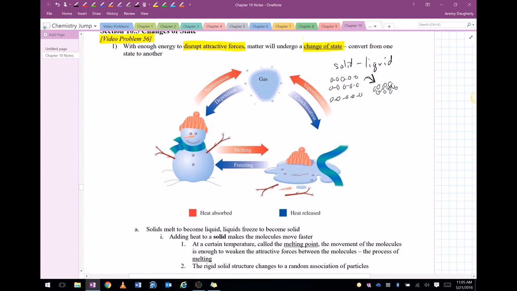So here are some terms that you probably need to know. From a solid to a liquid, it's called melting. From a liquid to a solid, it's called freezing. From a liquid to a gas, vaporization. Gas to liquid, condensation. Gas straight to solid, deposition. Solid straight to gas, sublimation.